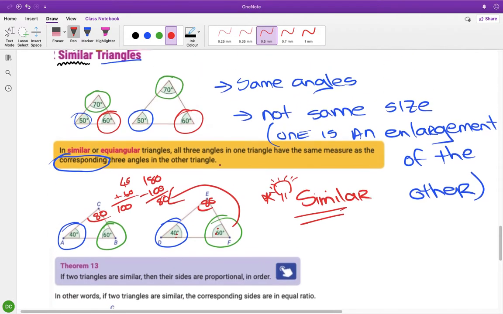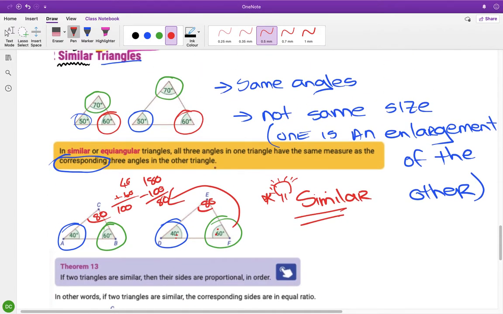So that's what a similar triangle is. That's what they look like. They will always stand out because it's always a little enlarged. So that's why they stand out on a paper.